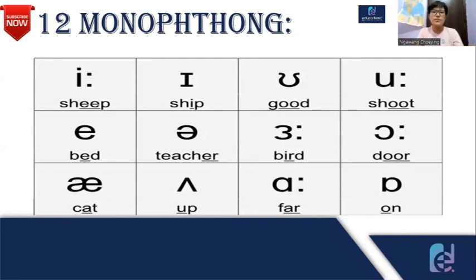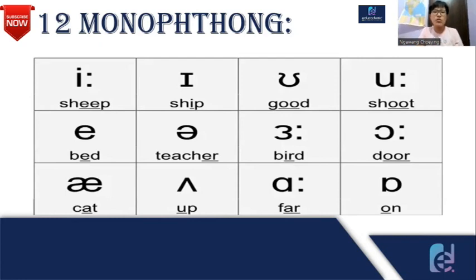Sheep, right? Sheep. Then comes shoot. There's a 2 dot beside E and U, right? Then comes door. There's a 2 dot beside O as well. Then comes bird. Then comes R, far, right? R in far. So these are the 12 monophthongs. And again, I'm reminding you, जहाँ 2 dot है transcription के बगल पे, उसको हम long vowels बोलते हैं, ठीक है? So we will try these 12 monophthongs again.